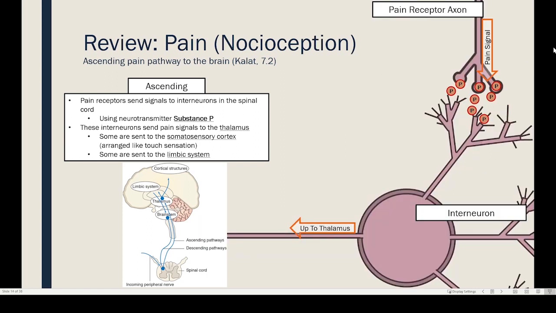And this is what it looks like up close here. So the pain signal is coming in here through this pain receptor axon, and then it synapses here with the interneuron and sends the signal up to the thalamus. So right here I'm showing substance P, but remember, this could also, for mild pain, be glutamate instead of substance P. And as we talk about pain modulation, this synapse here between the pain receptor axons and interneurons in the spinal cord will be really important. We'll come back to this.